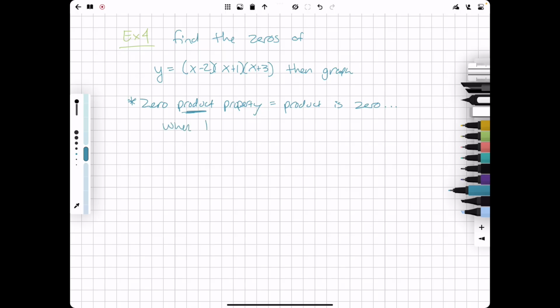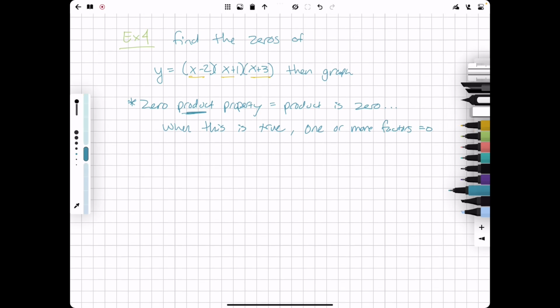When this is true, oh yeah, because it's multiplied by 0. Right, one or more factors equals 0. So either this first one, second one, or third one, or all of them are 0. So literally all you have to do is take each one of those factors and set it equal to 0.